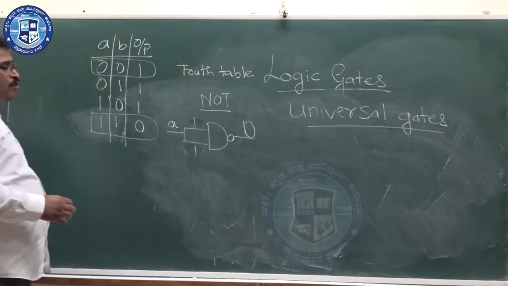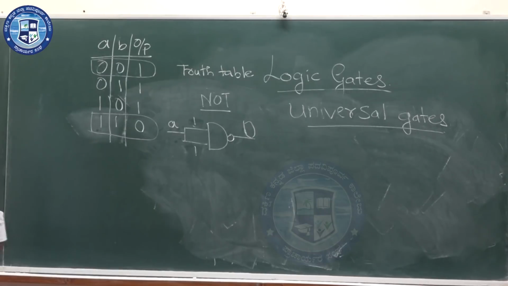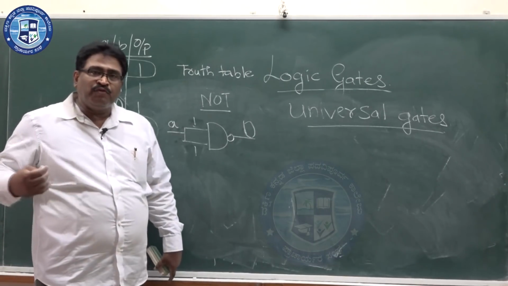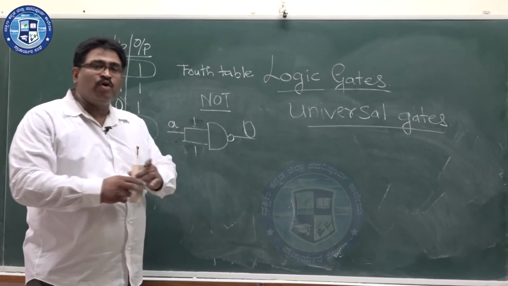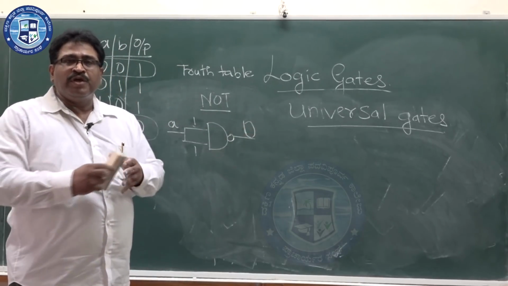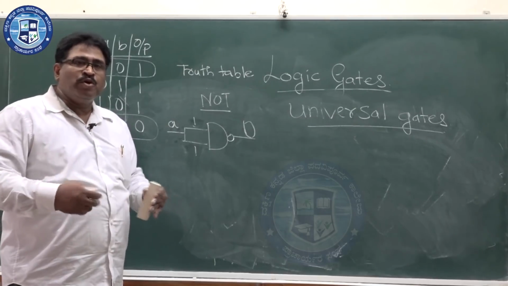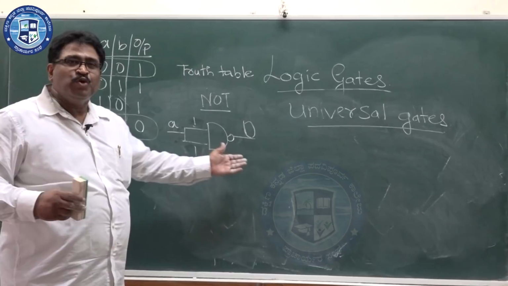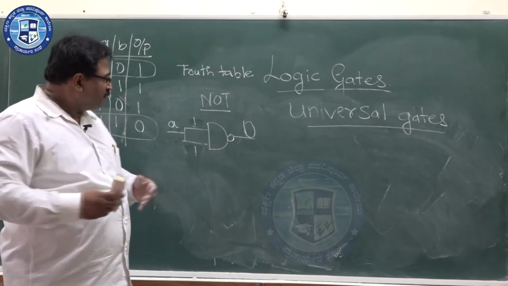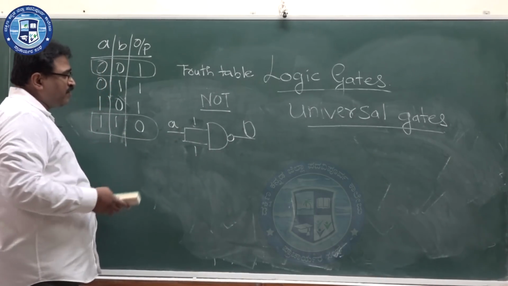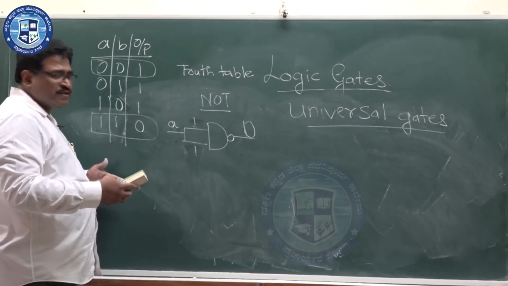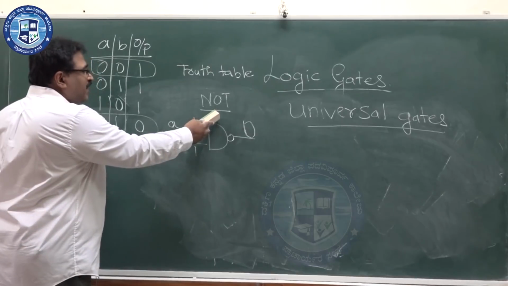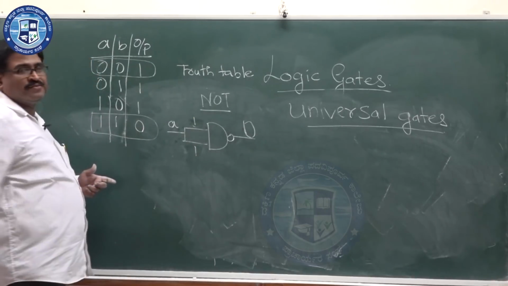0. Now if you look at the NOT gate, what is the working of the NOT gate? If you give the input as 1, the output will be 0. If you give the input as 0, the output will be 1. So that is actually the working of a NOT gate. So with this particular circuit, I can make the NAND gate to work like a NOT gate.